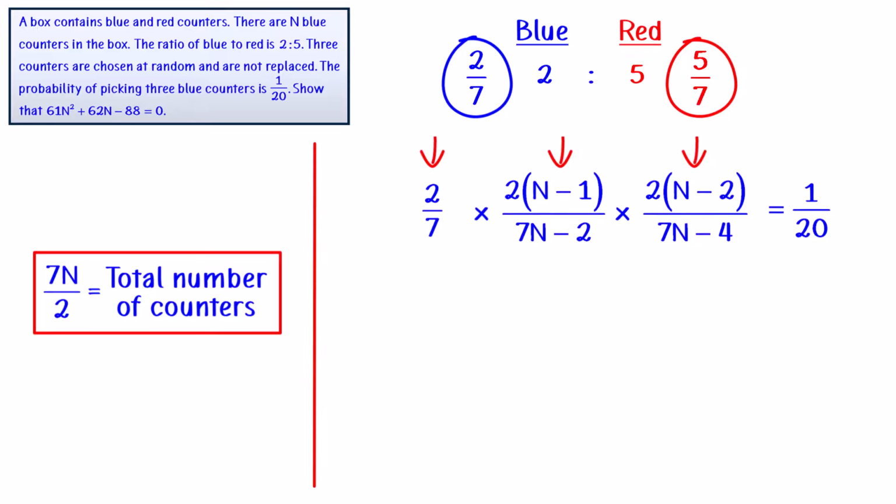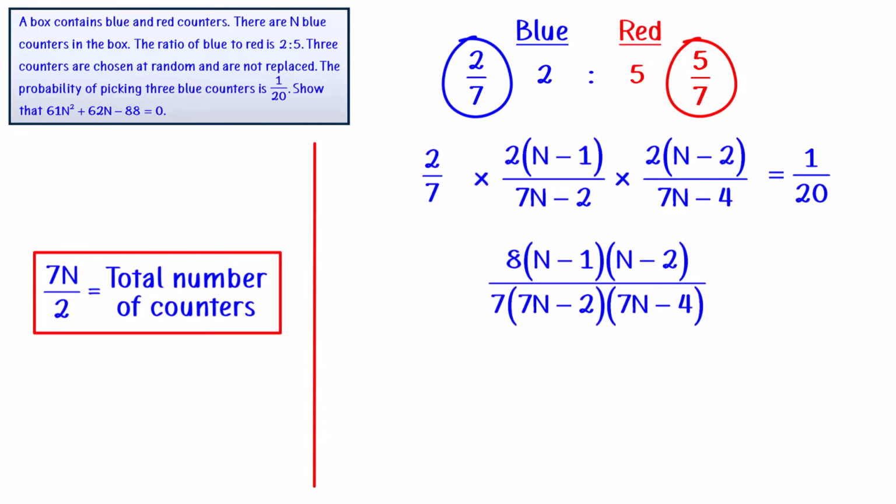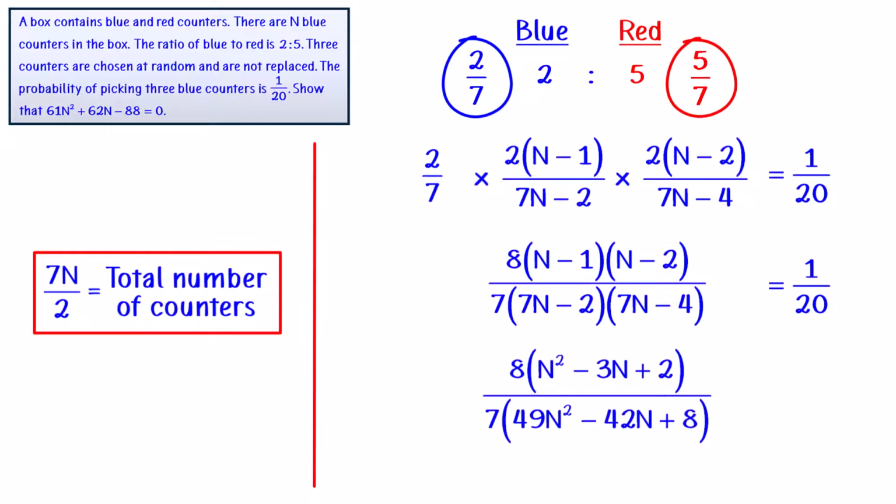Next, multiply these 3 fractions to give 8 times n minus 1 times n minus 2 divided by 7 times 7n minus 2 times 7n minus 4. And this is equal to 1 over 20. And then expand both brackets to give 8 times n squared minus 3n plus 2 divided by 7 times 49n squared minus 42n plus 8, which is equal to 1 over 20.